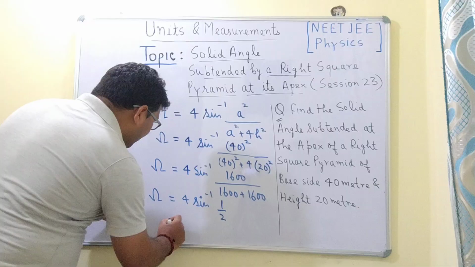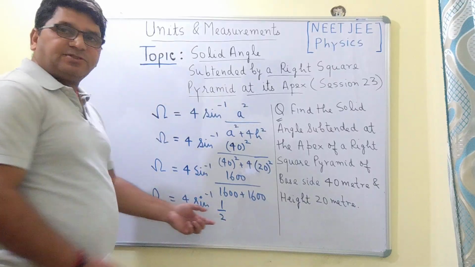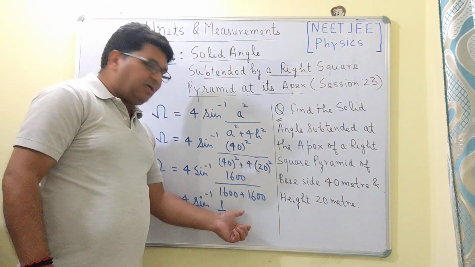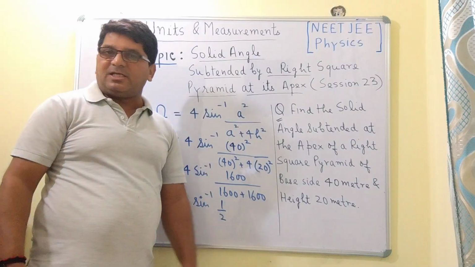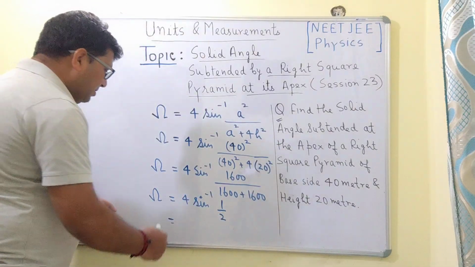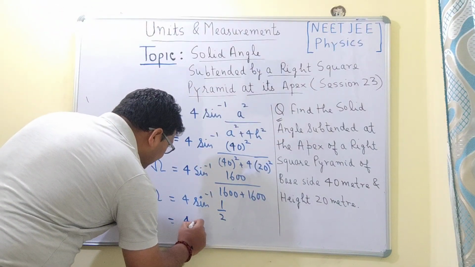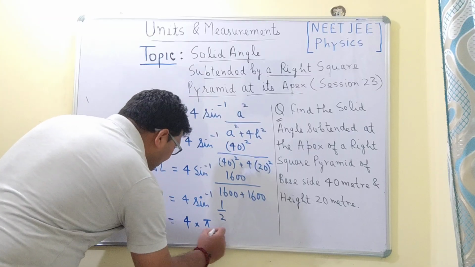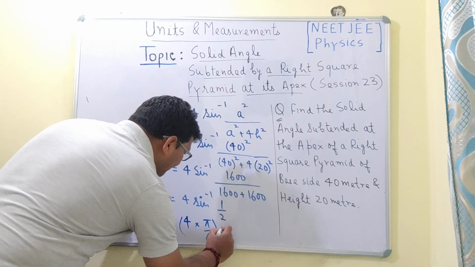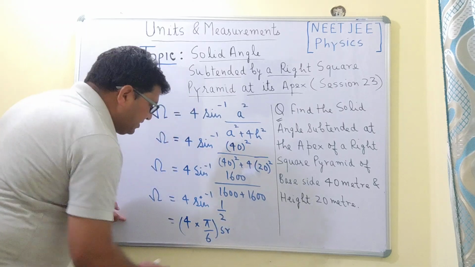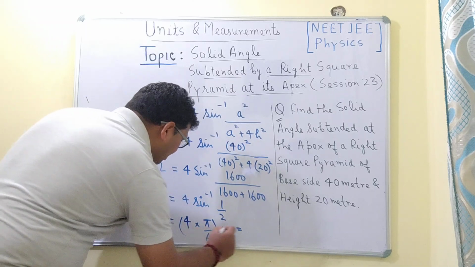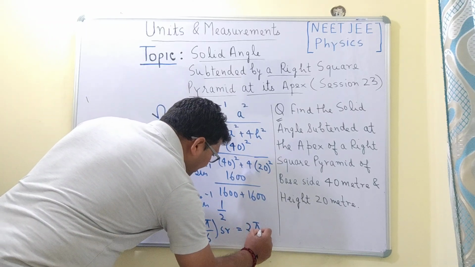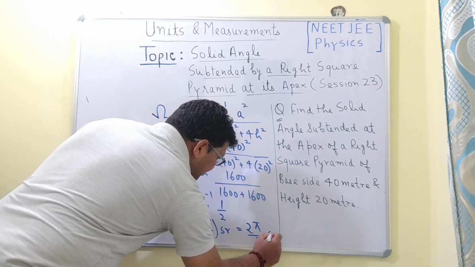So now sine inverse 1 by 2 is equal to 30 degree. But here we have to convert this 30 degree into radians. So that will be equal to pi by 6. So this is equal to 4 into pi by 6. So this is the solid angle, and the solid angle is expressed in steradians. So this is equal to 2 pi upon 3 steradians.